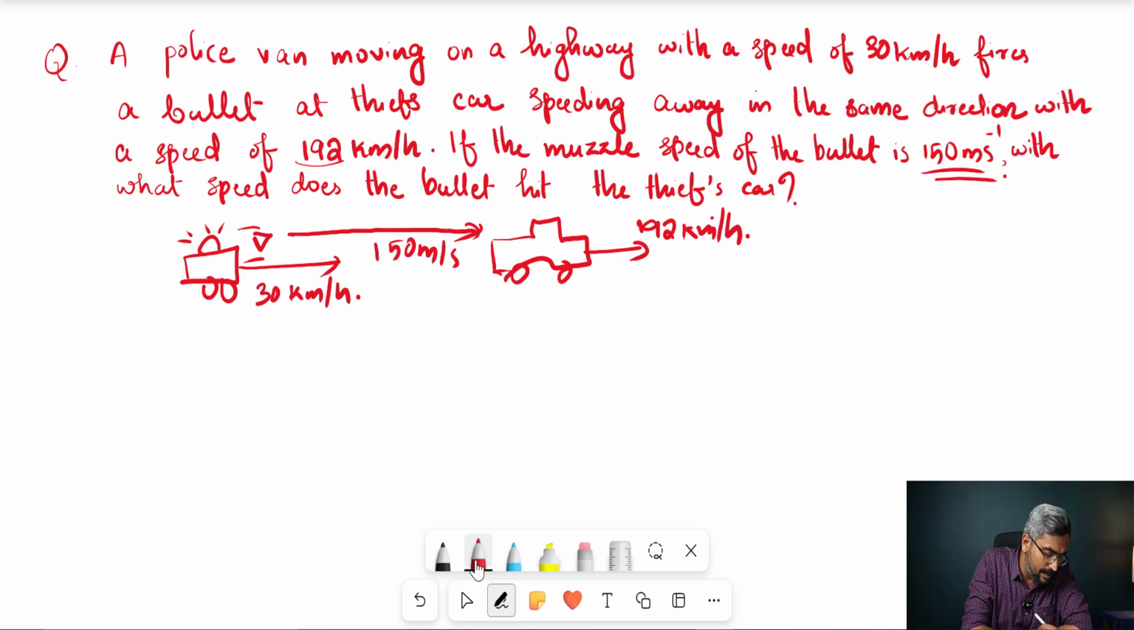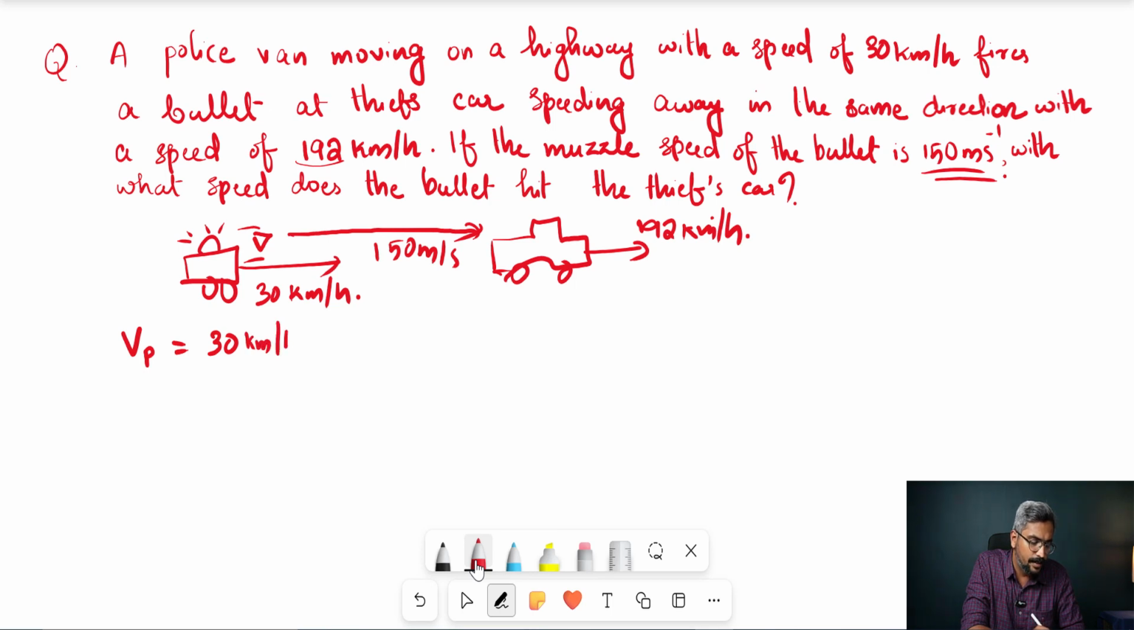First and foremost is the speed of the police, which I'm denoting as VP. I already explained that all velocities are taken with respect to the ground. So VPG is the actual thing, that means VP minus VG, and the ground's velocity is 0. So VPG is denoted as VP itself, and I'm not writing all this VP minus VG. Now I'm saying that VP is equal to 30 kilometers per hour.